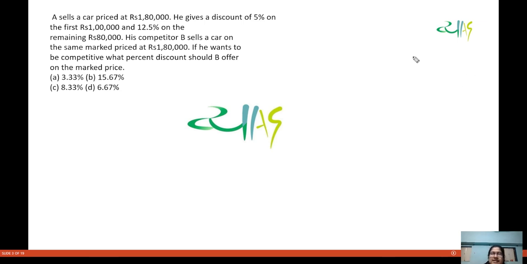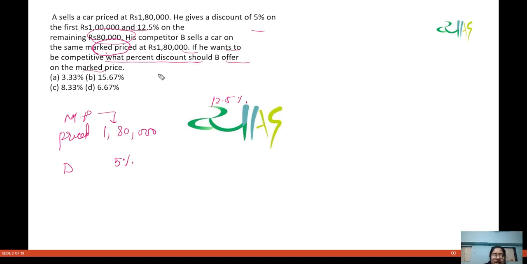This is saying A sells a car priced at rupees 1,80,000. He gives a discount of 5% on the first 1 lakh and 12.5% on the remaining 80,000. Priced at means it is the markup price. His competitor B sells a car on the same marked price at rupees 1,80,000. If he wants to be competitive, what percent discount should he offer on the marked price?